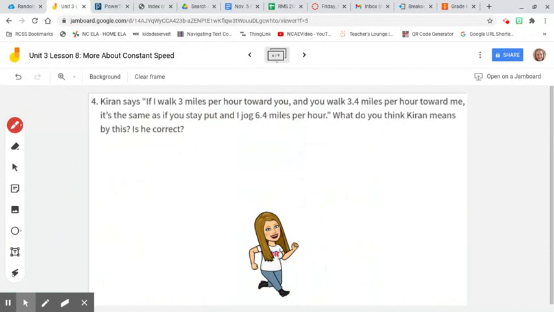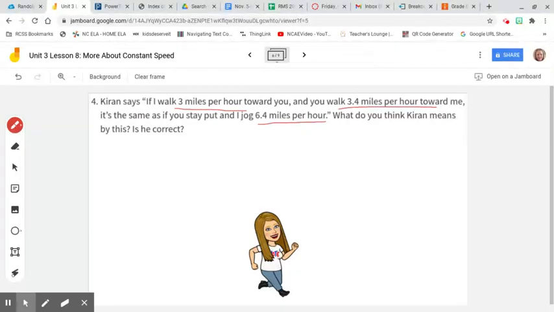Now let's look at part 4. Kieran says, if I walk 3 miles per hour toward you, and you walk 3.4 miles per hour toward me, it's the same as if you stay put and I jog 6.4 miles per hour. What do you think Kieran means by this, and is he correct?